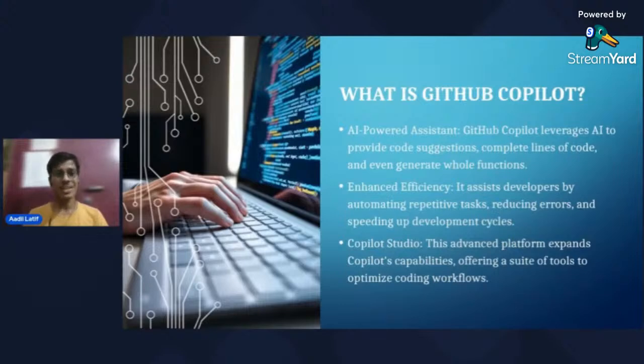The second thing is that it enhances our efficiency. It assists us by automating repetitive tasks. It will also reduce our errors. If we are using a piece of code, GitHub Copilot helps us see errors and debug it as well.